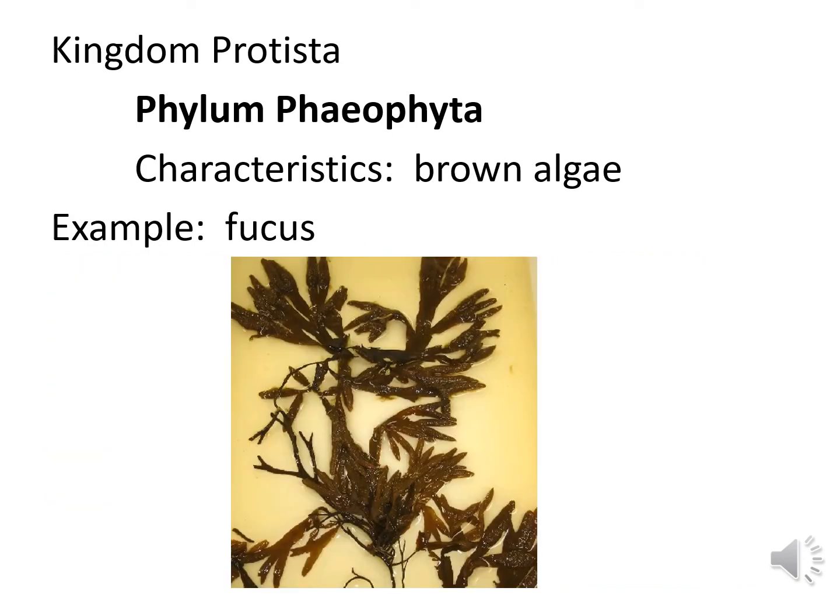Fucus is some brown algae. Brown algae would be in phylum Phaeophyta. Pheo refers to brown. Phyta is still often some sort of plant or algae. Fucus is actually a brown algae seaweed type of thing.